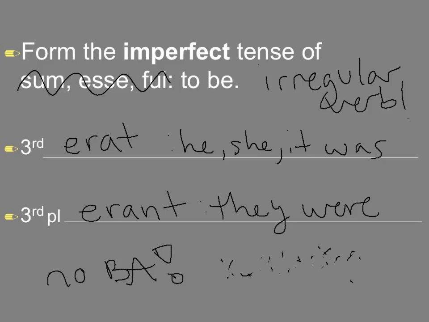One of the most common errors I see is people trying to put a BA. There is no BA. The full imperfect tense is erat in the singular and erant in the plural. So spelling's really important. If we wanted to make this verb a different tense, remember present is sum, est, sunt, and the perfect form would be something else. So this is the imperfect form of this verb. It's irregular. It has no BA.